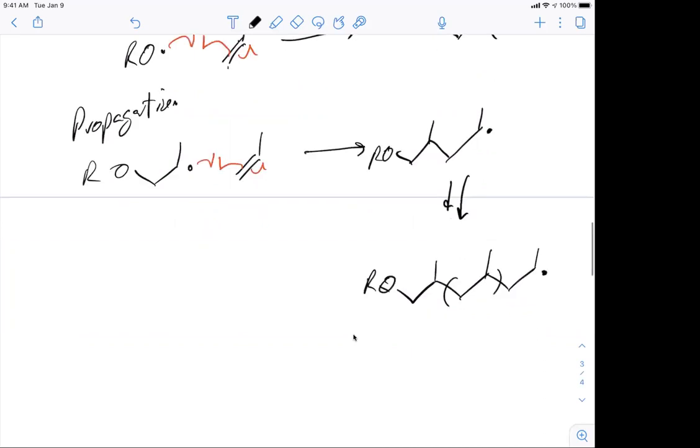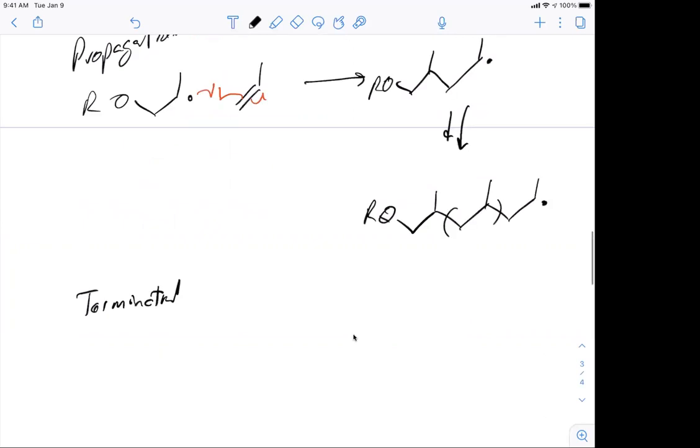And then termination is, you know, two radicals coming together. And again, the R is just any two radicals, and you could pick any of these. You could have two polymers coming together. You could have a radical picking off another.